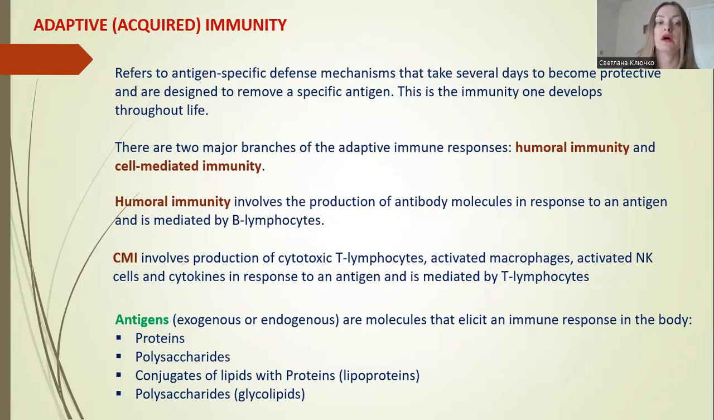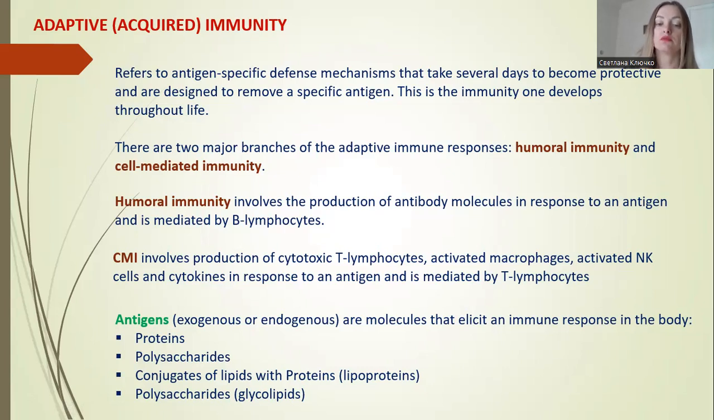Adaptive or acquired immunity refers to antigen-specific defense mechanisms that take several days to become protective and are designed to remove a specific antigen. This is the immunity one develops throughout life. There are two major branches of the adaptive response: humoral immunity and cell-mediated immunity.